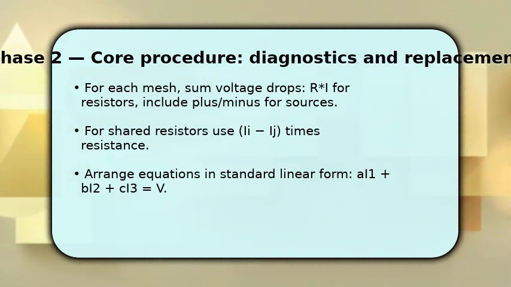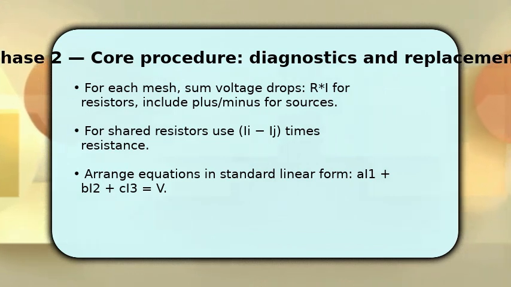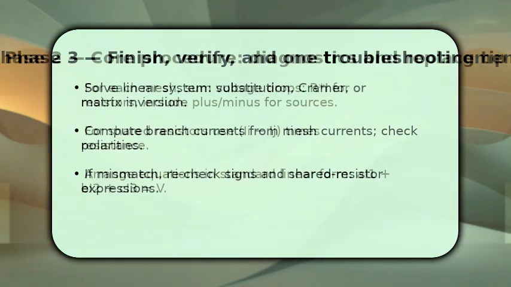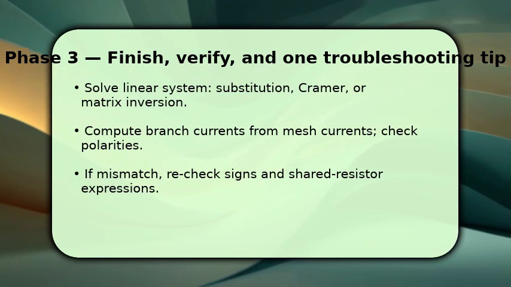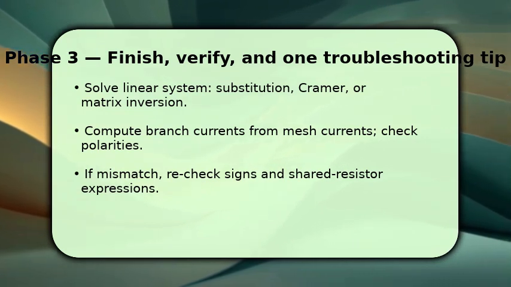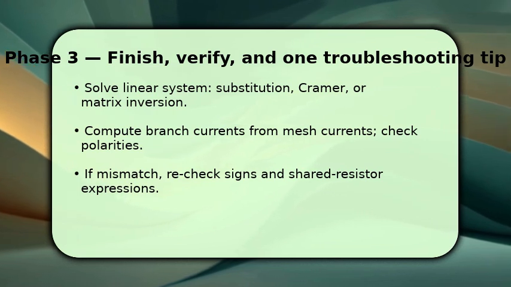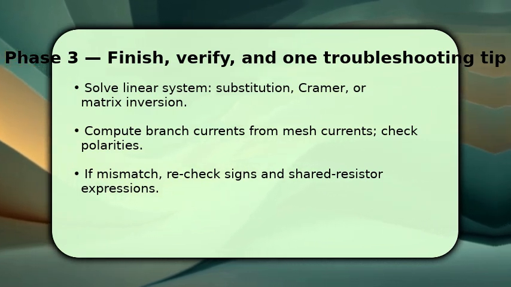Once you have all equations, collect like terms, so each equation reads as coefficients times mesh currents equals a net source term. Ready? Solve the resulting linear system using your preferred method. Substitution works for two meshes, while matrix inversion or Cramer's rule is efficient for three or more.